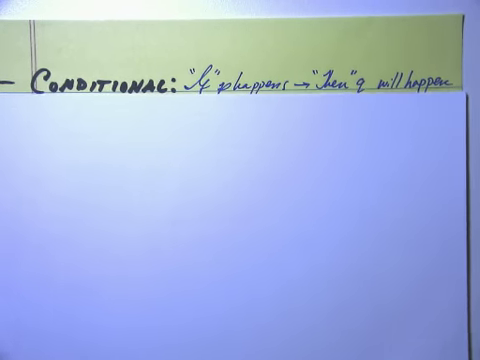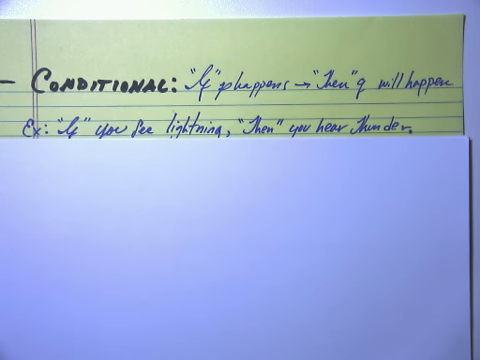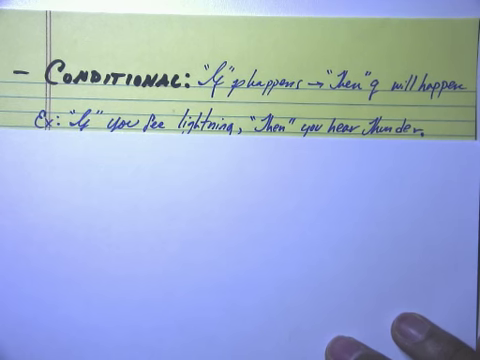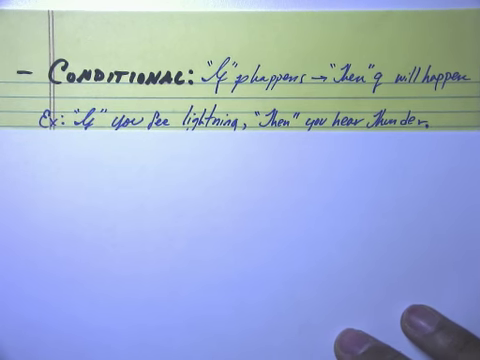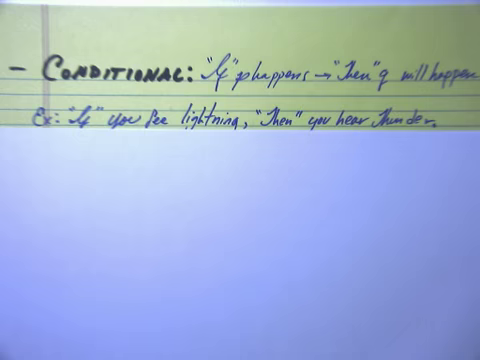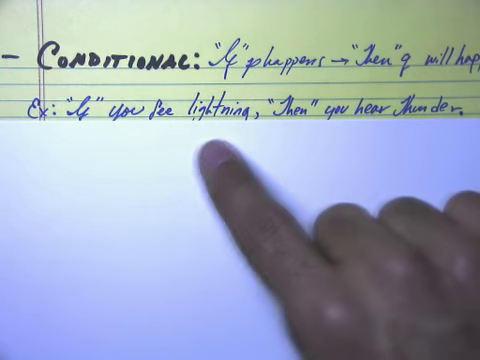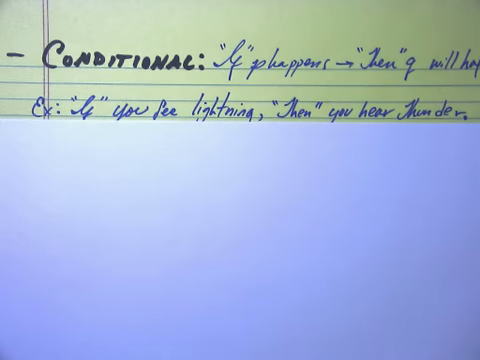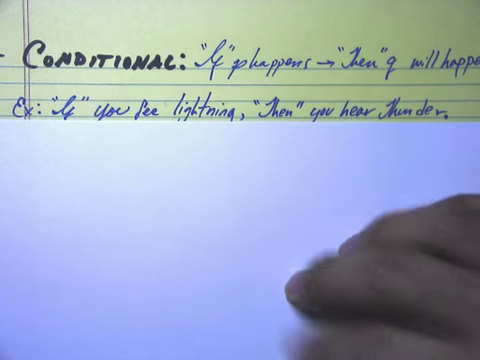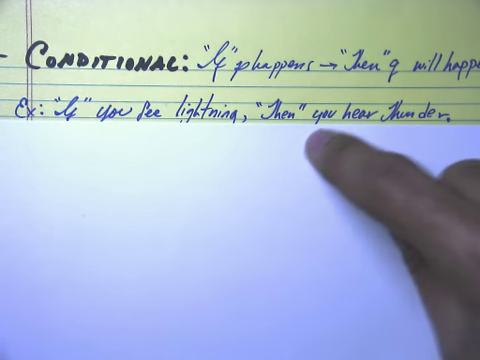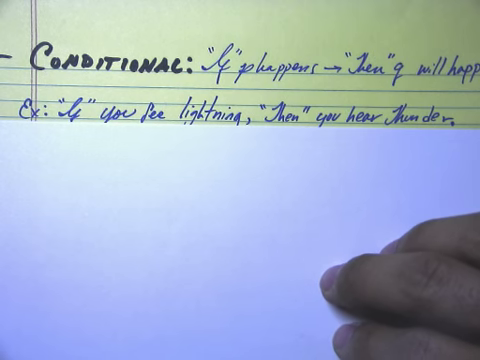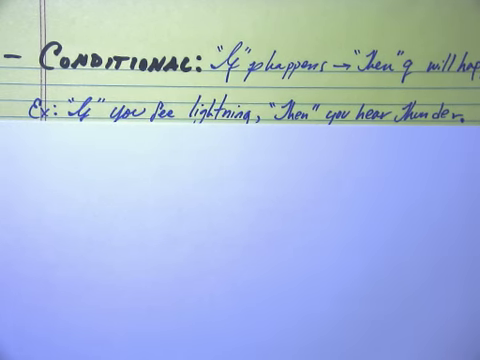And a conditional statement could be any kind of statement. Okay? For this example, let's use this example. If you see lightning, then you hear thunder. That is my condition. The condition says that if you see lightning, then you will hear thunder. Not you may, not you might, not maybe. A conditional statement says that if you see lightning, then you are going to hear thunder. That is my conditional statement.